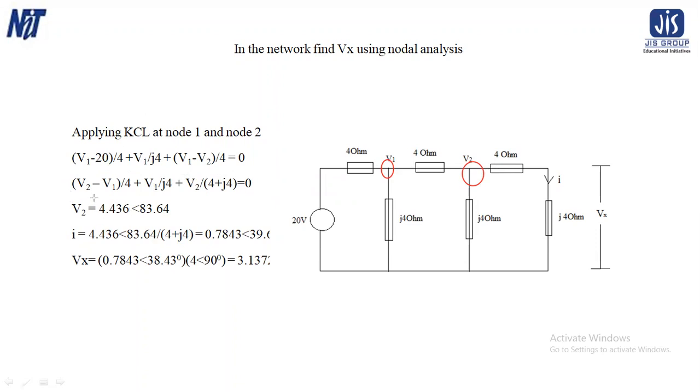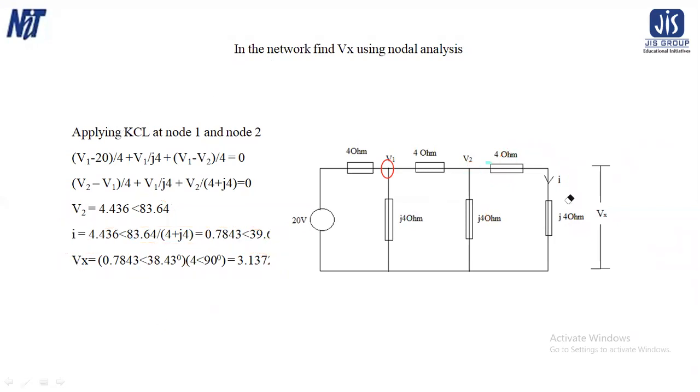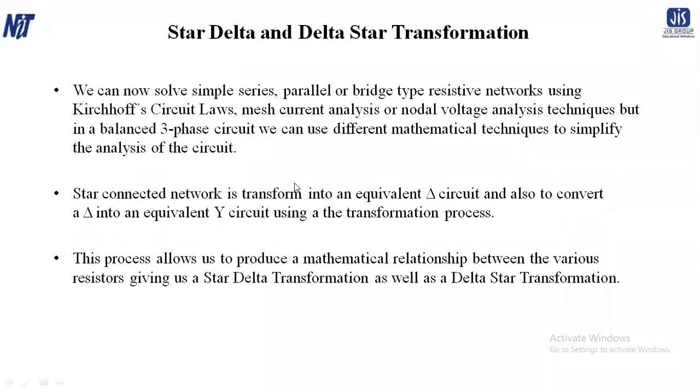In this way, V2 by 4 plus j4, and V1 by j4. So we can find the value of V2, that is 4.436 angle 83.64, and the I value is already calculated here. So the Vx value we can find with the calculation. In this way, we can apply the node voltage method in this equation.